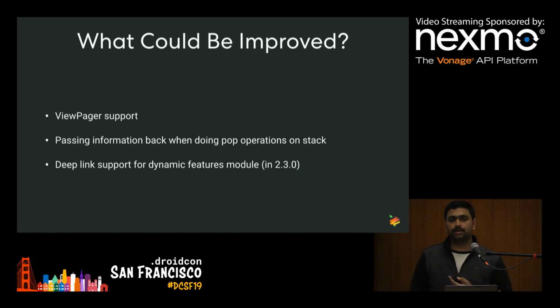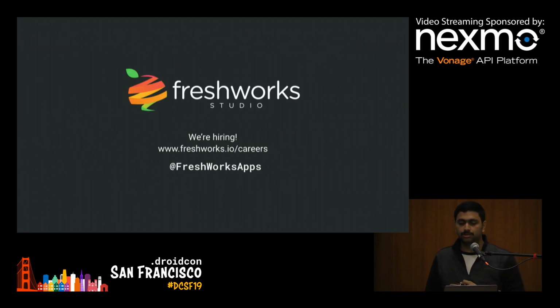And I don't think there is a way to pass data back to one of the destinations in your backstack, unless you have it in your ViewModel and then fetch it from the ViewModel. But it would be great if there is a way to set, similar to setResult and other things that we have been used to. And then 2.3.0, as I said, still in pre-alpha, but it would be great to have deep link support. Right now, 2.3.0 doesn't have deep link support.